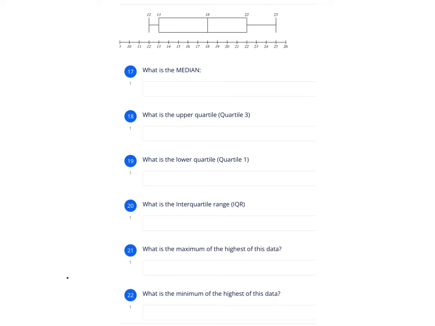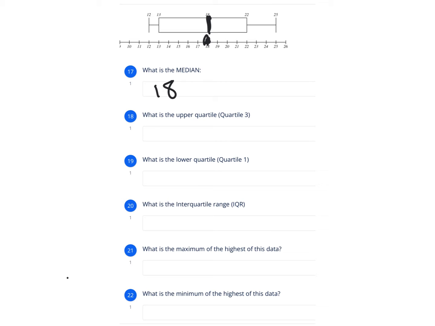All right, this is called a box and whisker plot, okay? And the box and whisker plot has a few different parts. All right, so the line in the middle, that's called your median, okay? Because that's the middle. So this one says, what is the median? Well, right here in the middle, this line is pointing at 18. So my median is 18. So that line in the middle of the box is called your median, okay?